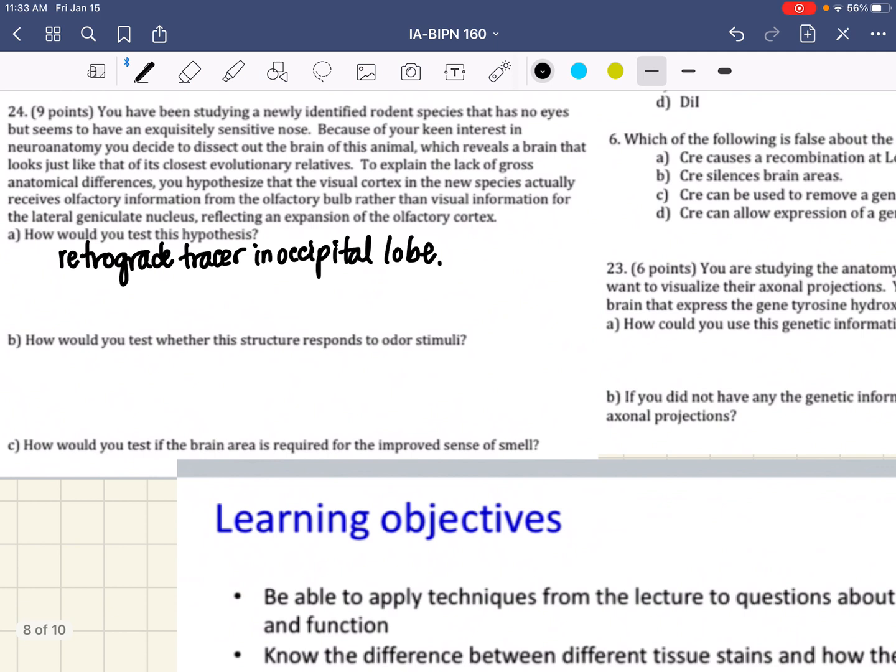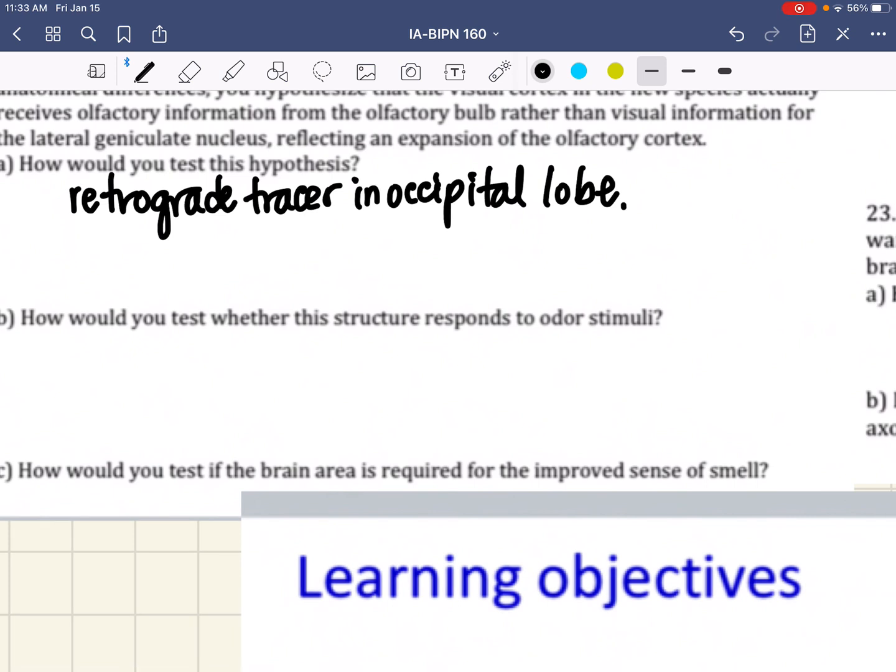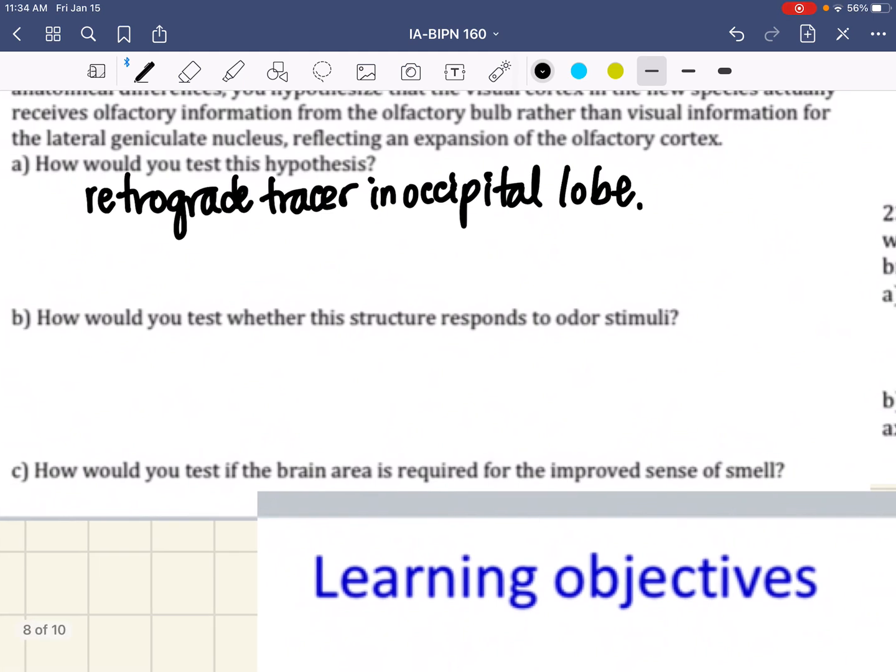Okay, how would you test whether this structure responds to odor stimuli? Here we can do some kind of neuronal activity testing, so either electrodes or calcium imaging, I'd say. Right? Let's say we are testing this in this new species or a mouse, then we will have them smell something as we are checking calcium influx by calcium imaging, or as we have some electrodes pinned into the occipital lobe. So I will say electrodes or calcium imaging.